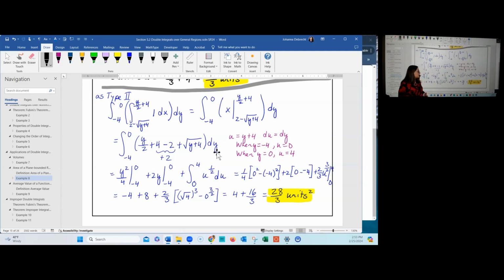When I integrate that, I get 2/3 u to the 3/2 power between 0 and 4, which gives me 16/3. When I add that to the 4, I get 28/3 square units, which is the same value I got working it as a type 1.